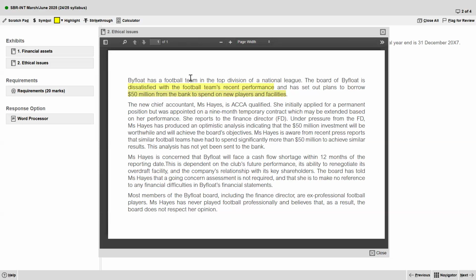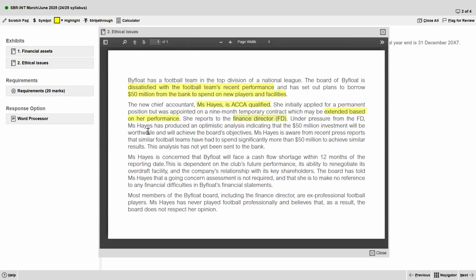The new chief accountant, Miss Hayes, is ACCA qualified. She initially applied for a permanent position but was appointed on a 9-month temporary contract, which may be extended based on her performance. She reports to the finance director.